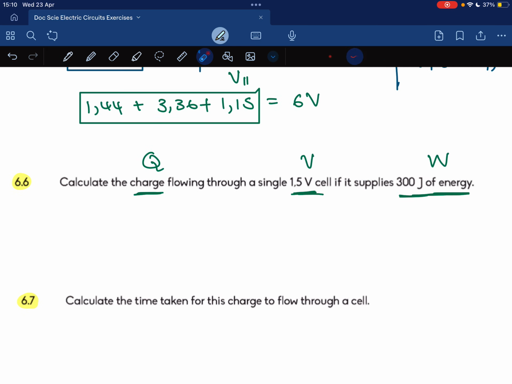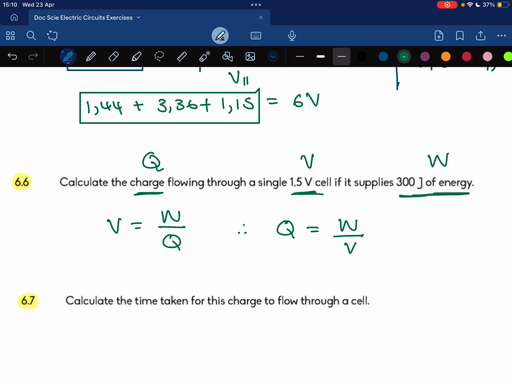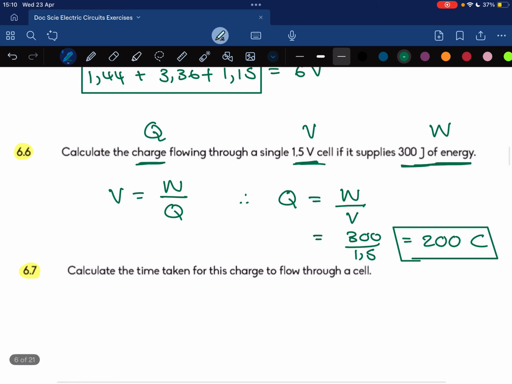So this formula, Q, V, and W, is the potential difference formula where V is equal to W over Q. So they want Q, so you can say, well, therefore, Q is the same as W over V, which is just going to be 300 joules divided by 1.5 volts, which is 200 coulombs. Okay, that's the charge that flows through the 1.5 cell.